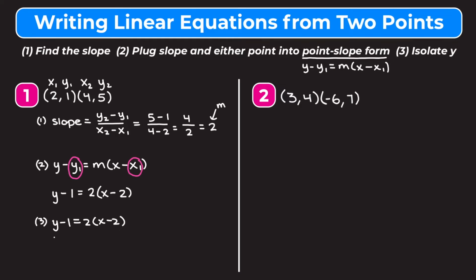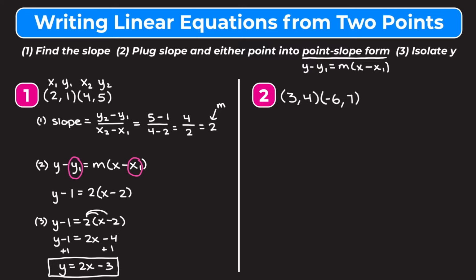I'm going to distribute the 2 on the right side of the equation. 2 times x is 2x. 2 times minus 2 is minus 4. And then I want to get the y by itself, so I'm going to add 1 to both sides. On the left, I get y equals, and on the right, I have 2x minus 4 plus 1 is minus 3. So I get y equals 2x minus 3.